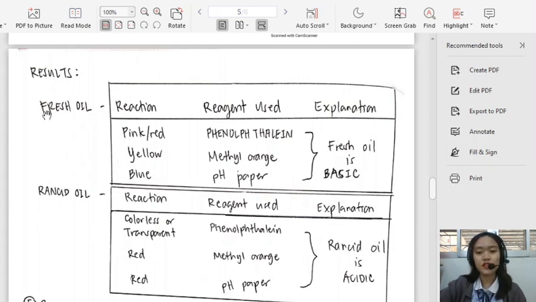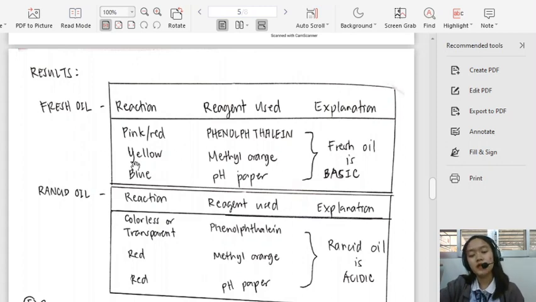So, the reaction for your fresh oil: the phenolphthalein turned red or pink, indicating that your fresh oil is basic. The same with methyl orange, it formed a yellow color, which indicates that it is also basic.